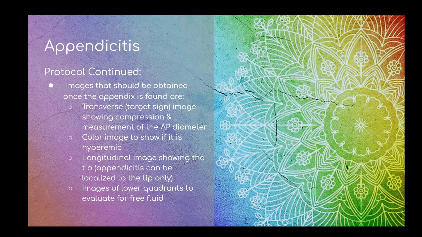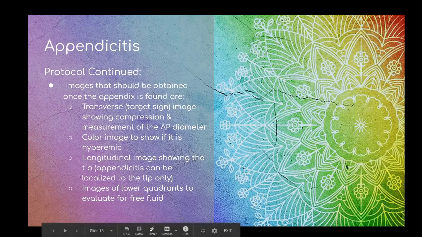But make sure you are first starting in transverse. You want to take multiple pictures in the transverse view. It's going to look more like a target sign. And you'll take your compression pictures in transverse as well. And then we're going to measure both the AP diameter and the measurement of the wall of the appendix.